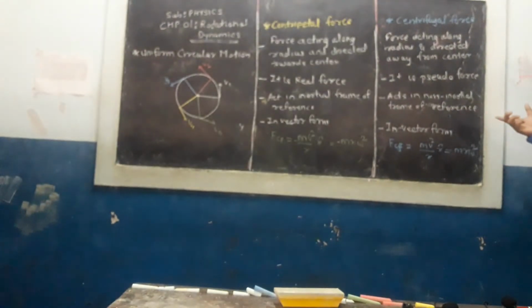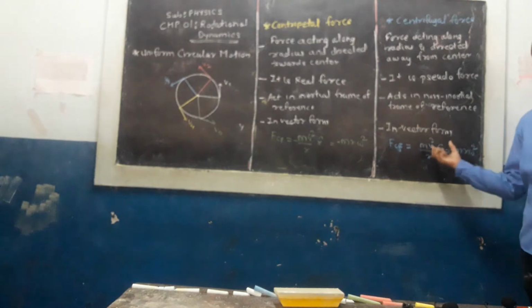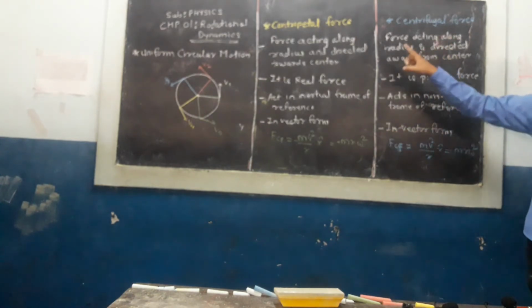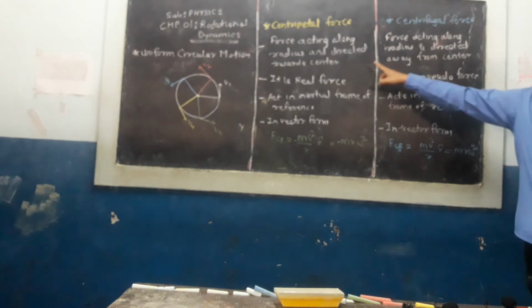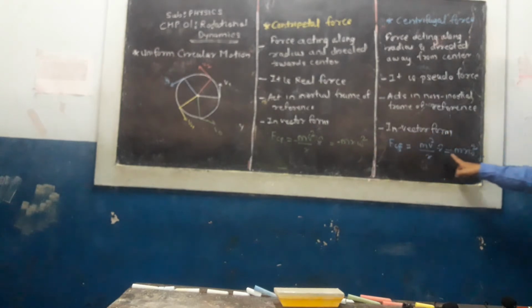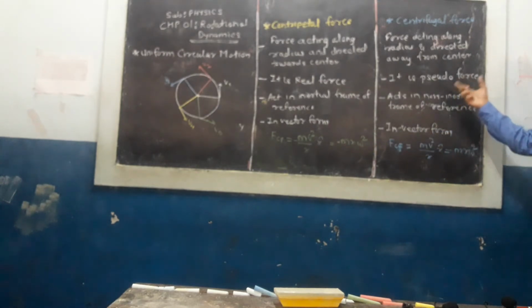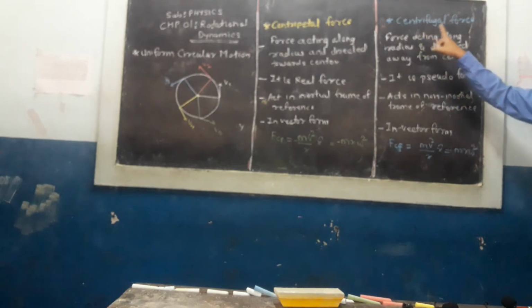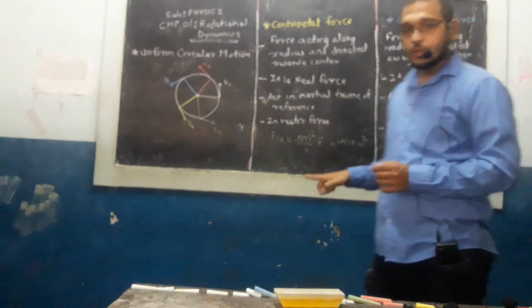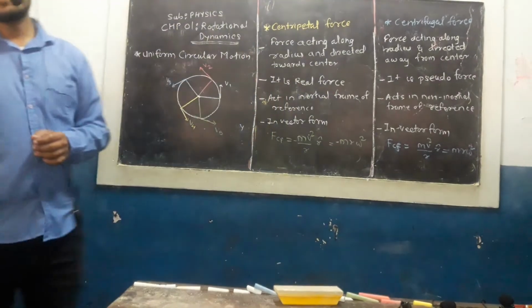Then it acts in a non-inertial frame of reference. We already have studied what is inertial frame of reference and non-inertial frame of reference. And in vector form, both the formulas are the same, only there is a change in the sign due to the direction. Because it is towards the center, it is away from center. So here it is minus sign and here it is plus sign. Many times this distinction is asked between centripetal force and centrifugal force. So these 4 points are necessary to be written in the distinction.